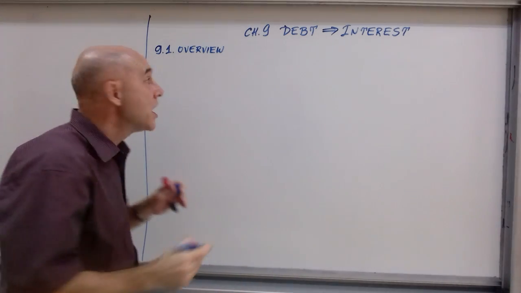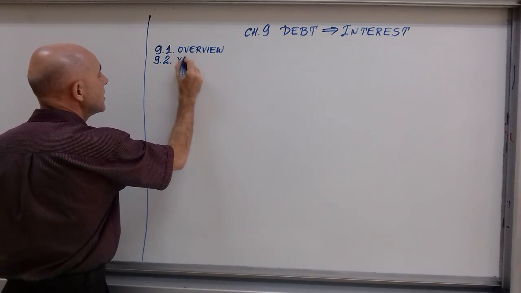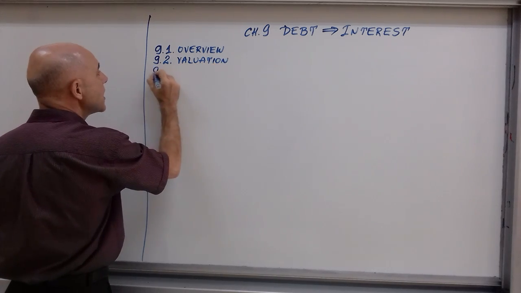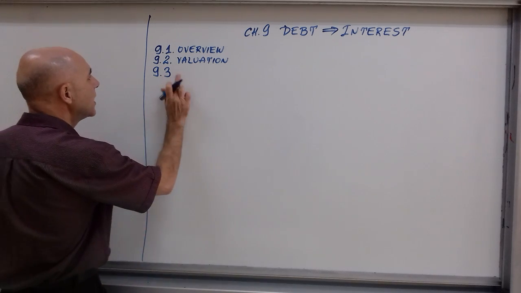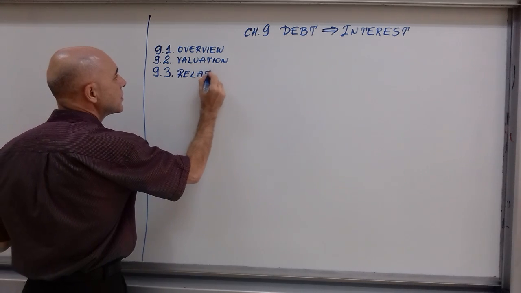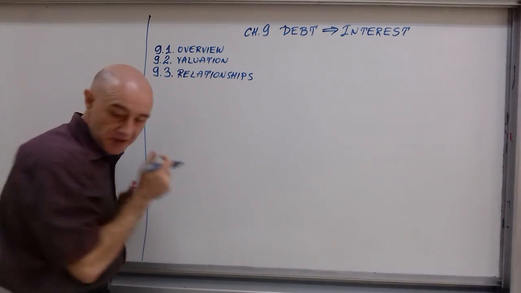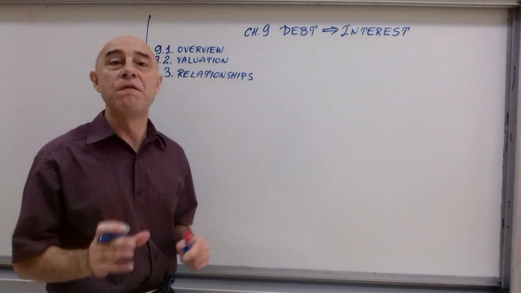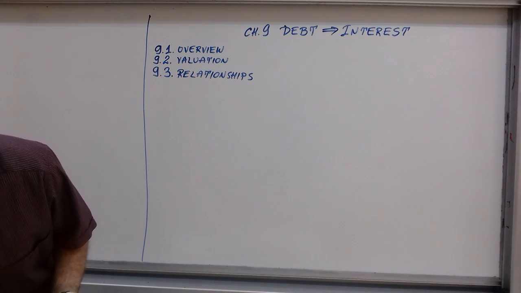9.1, I gave you the overview. 9.2 was the valuation. Now we got 3 easy sections. This one is relationships. So what are some of the basic relationships? They tell us we got 4 major relationships. Alright, well, what's the first relationship?